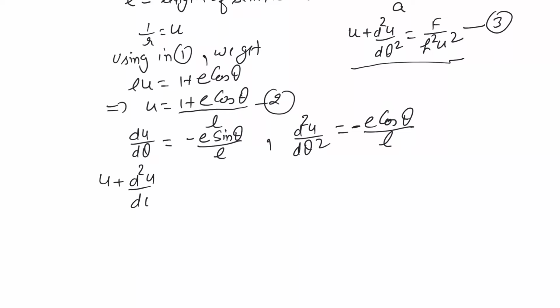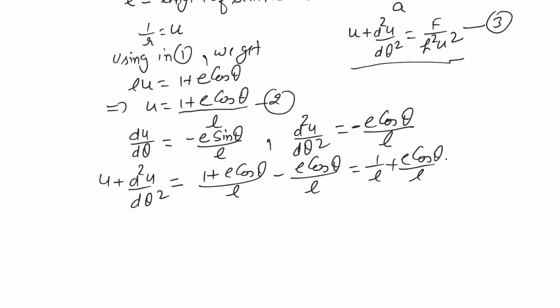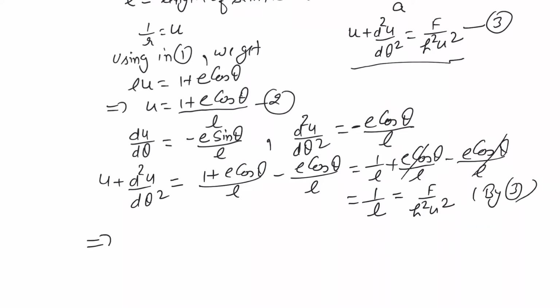u plus d square u by d theta square is equal to (1 plus e cos theta) by L minus e cos theta by L, which is equal to 1 by L plus e cos theta by L minus e cos theta by L. This will cancel out, and it is equal to 1 by L. Okay, and this was equal to f by h square u square. This implies that 1 by L is equal to f by h square u square. This further implies that f is equal to h square u square by L.